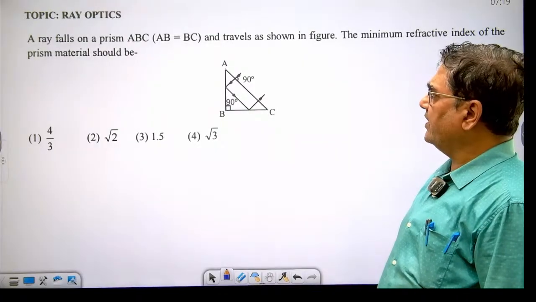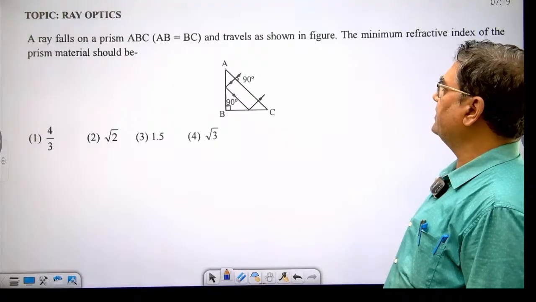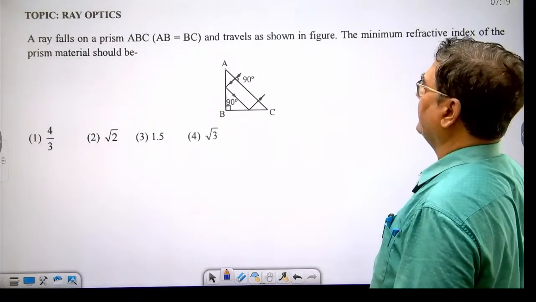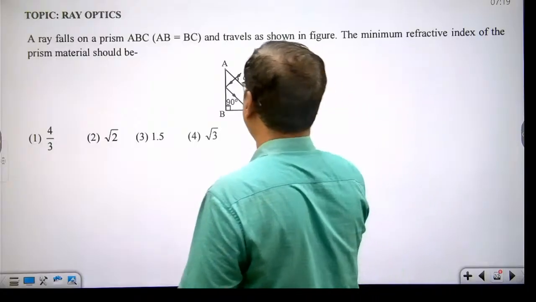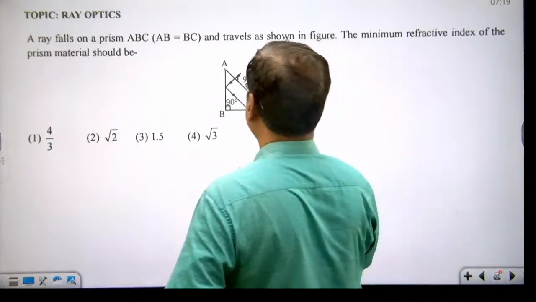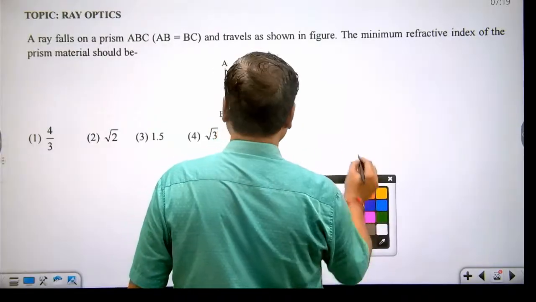A ray falls on a prism ABC, AB equal to BC, and travels as shown in figure. The minimum refractive index of the prism material should be, because here TIR is taking place. And since AB equals BC, these two angles are 45 degree, 45 degree. Okay.